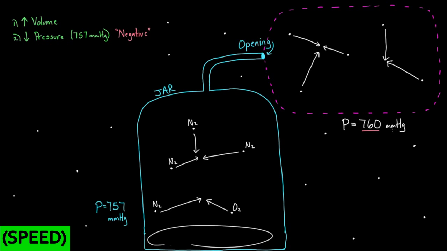So if you actually want to compare them to each other, you'd say 757 minus 760 is negative 3, and that would be a negative number. But for the time being, I'm just going to leave it in the numbers we have, which is 757. Now, let's say that I open this door. This opening is now open. If I open up this opening, what will happen?